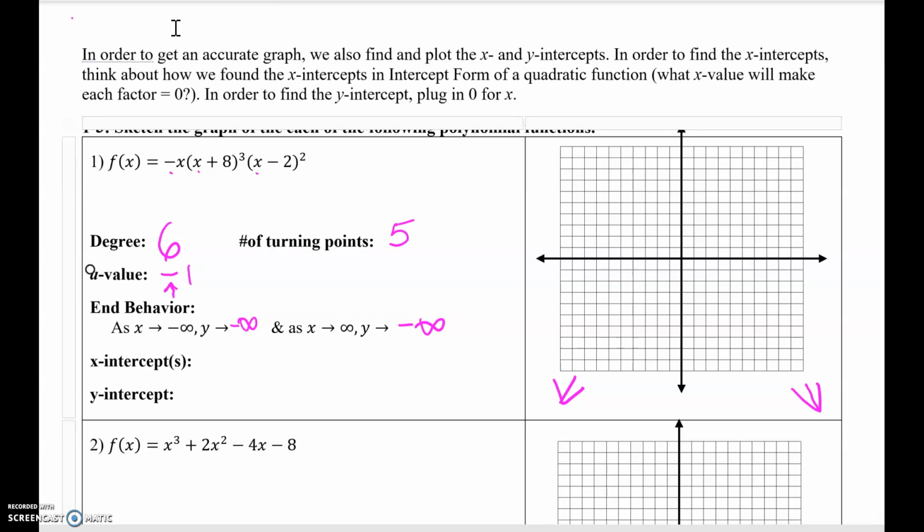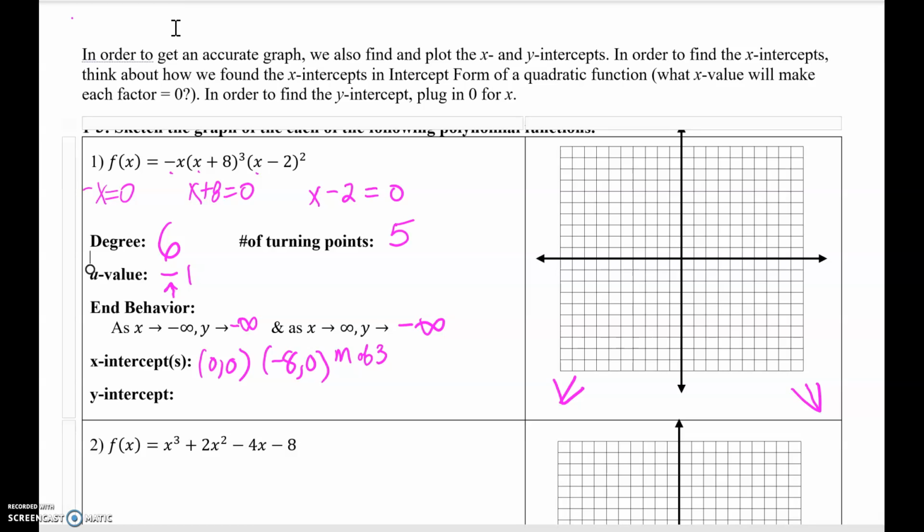So remember I used the zero product property. So I've got x equals 0 or negative x equals 0. And I've got x plus 8 equals 0. And then I have x minus 2 equals 0. So I'm going to have (0, 0). And then I'm going to have (-8, 0). But there were 3 of those. So I'm going to say multiplicity of 3. So I'm just going to say m of 3, which means, well, this one happened 3 times.